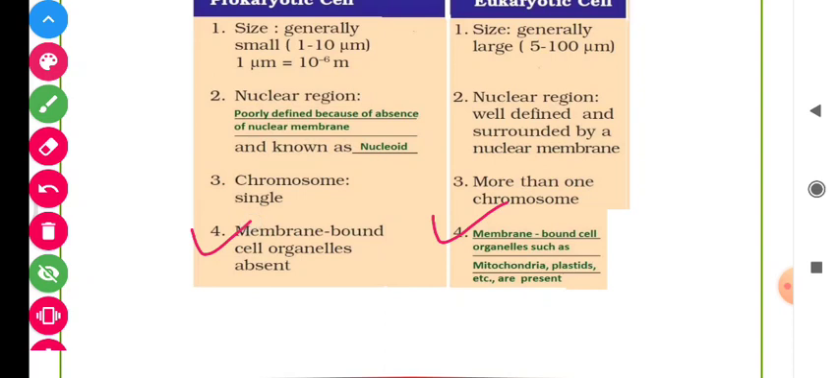In the prokaryotic cell, membrane-bound cell organelles are absent, and here they are present, like mitochondria, Golgi apparatus, plastids, vacuoles, etc.